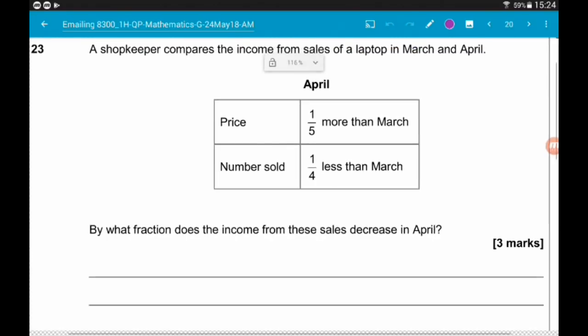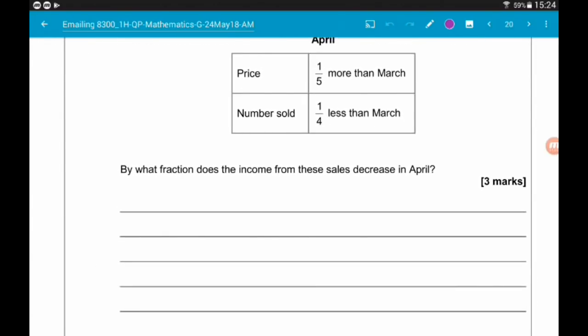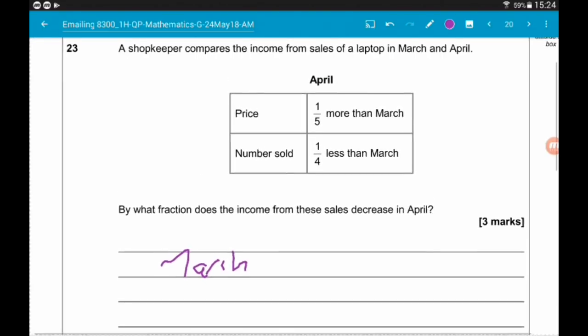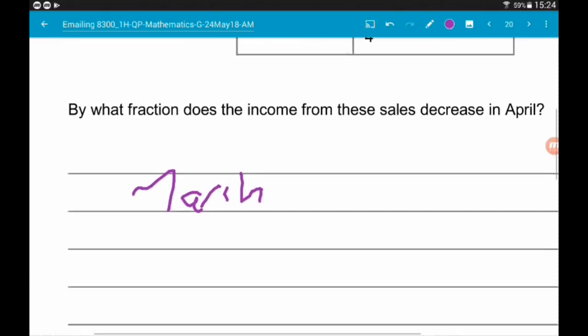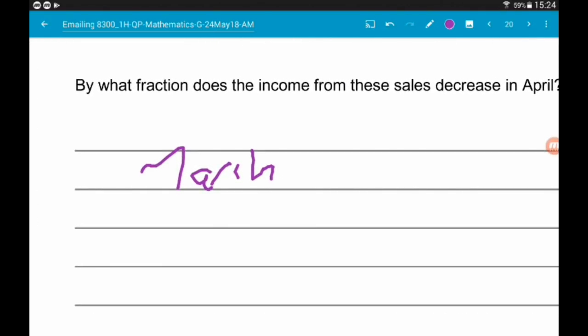So in March, what can we say about the price of a laptop? In April, the price of a laptop increased by 1/5 from the price in March. So in March, we're going to say the cost of a laptop was 5/5 the cost of a laptop.